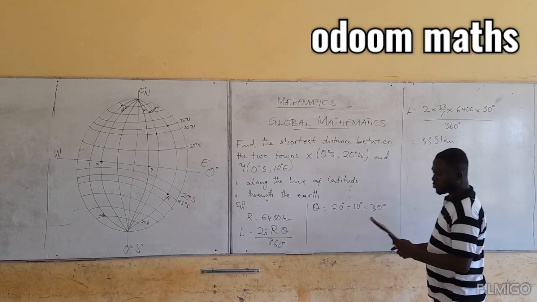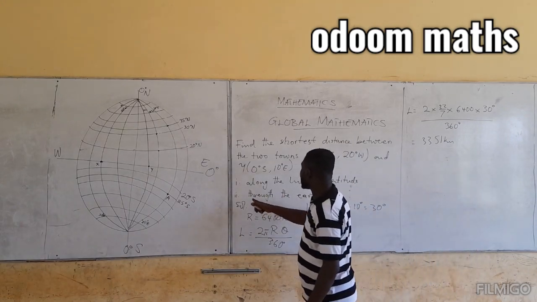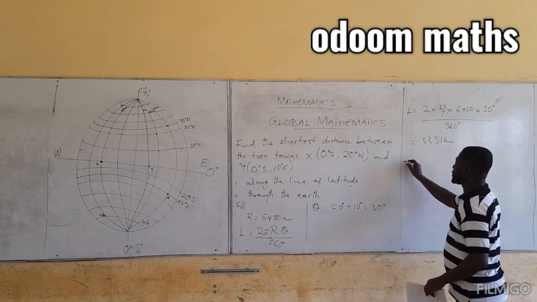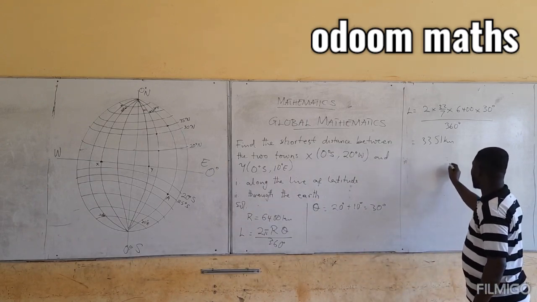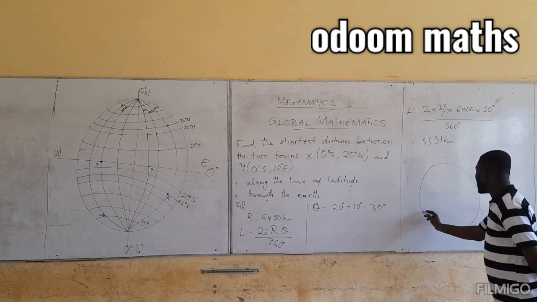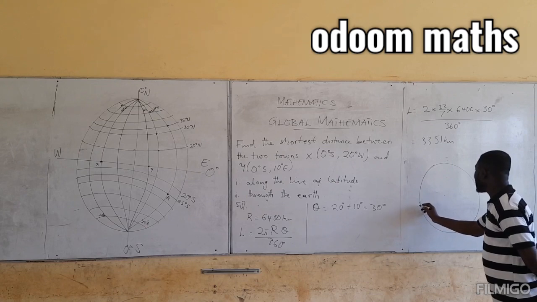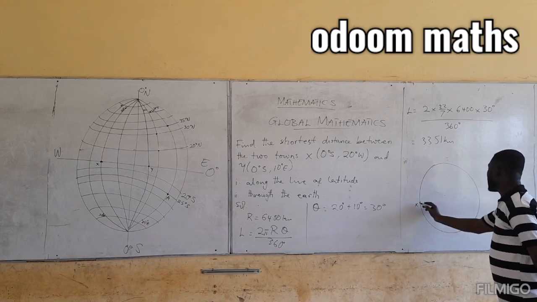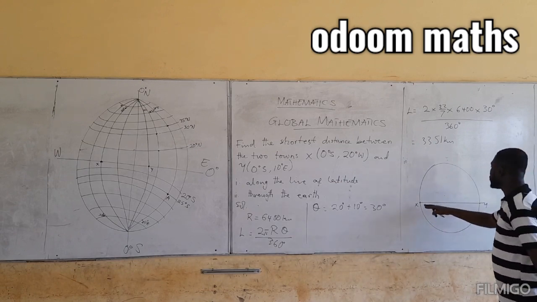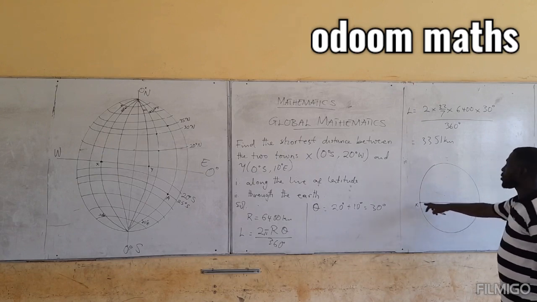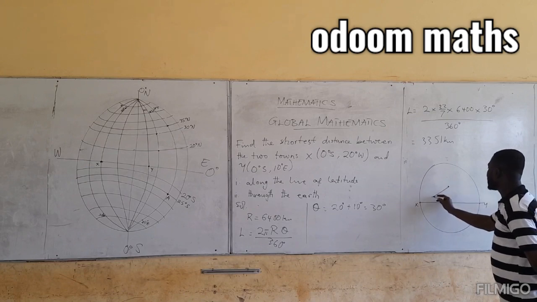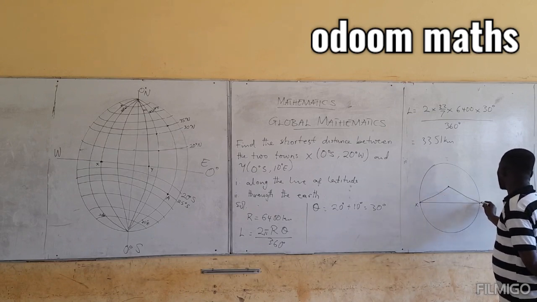Now we also have to look at the distance through the Earth's crust. So let me have this circle drawn. Let's assume this is the globe. Now let's say town X is here and town Y is also here. Since this is not passing through the center, we call this the chord. Now let's assume this is our center, and this is the radius of the circle.